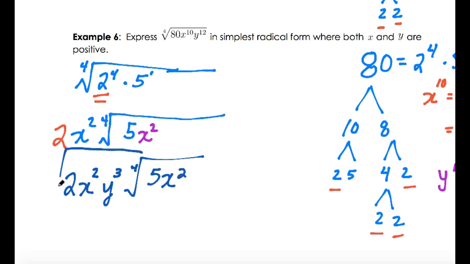So that's just a couple more examples on simplifying radicals that are more than square roots. This was a cube root and a fourth root. So if you have any questions on this, please don't hesitate to ask, and we'll see you next time.